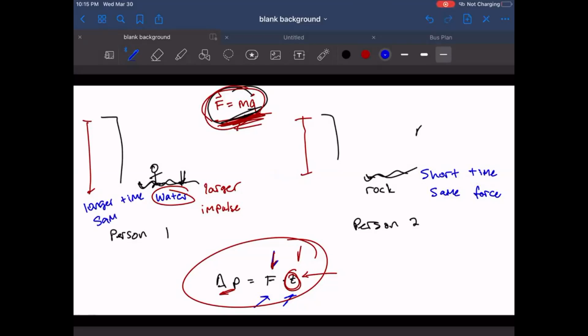Same force. And remember, the product of these two things, time multiplied by force, is impulse. Okay, so both of them have the same force between them. Yes, that's exactly right. It's the same force, right? Because he's falling, and it's mass times acceleration due to gravity.